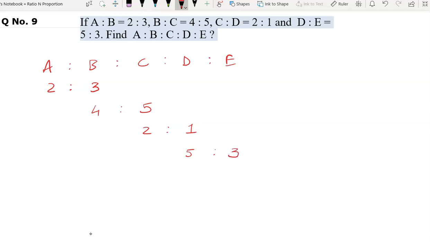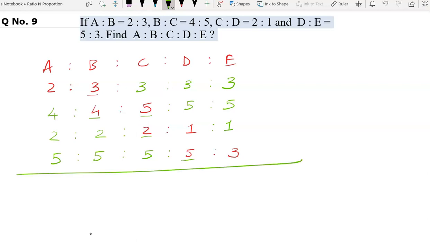So what we will do, here we have 3. So we will write 3 on the blank side. So we will write 3 here, again 3, again 3. Now 5 is here, we will write 5. 4 is here, so we will write 4. 2 is here, so we will write 2, again 2. 1 is here, we will write 1. 5 is here, so we will write 5, 5, 5.